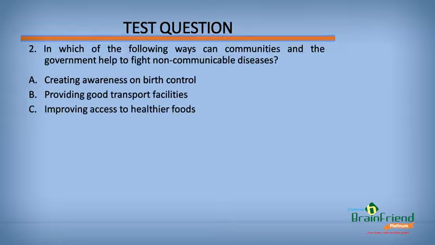The next question says, in which of the following ways can communities and the government help to fight non-communicable diseases? A, creating awareness on birth control. B, providing good transport facilities. C, improving access to healthier foods. Our answer is C. We said in our lesson that when access to healthier foods is provided by our government and by the communities, it will help in the fight against non-communicable diseases.